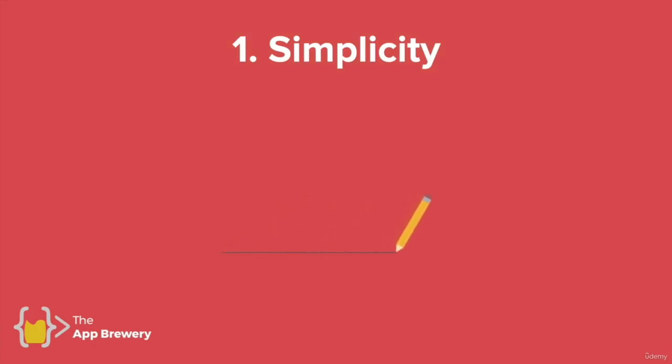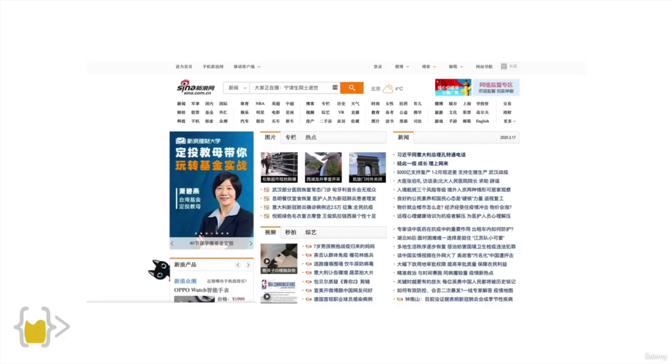The first is simplicity. Keeping things simple is always better than making it more complex or more cluttered. So this is a website called Sina, and it's one of the biggest news websites in China. Now, every time I look at it though, I get a headache because it is just so dense. There are so many links and my brain gets overwhelmed and I say, nope, can't do it.